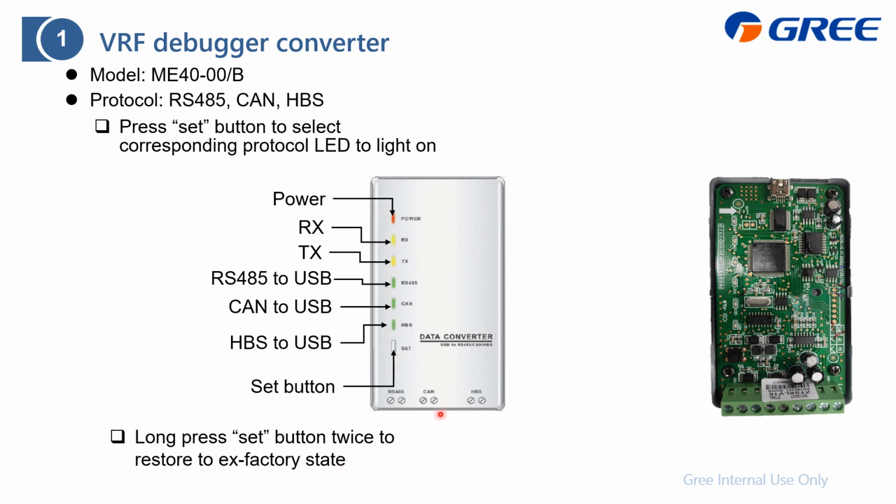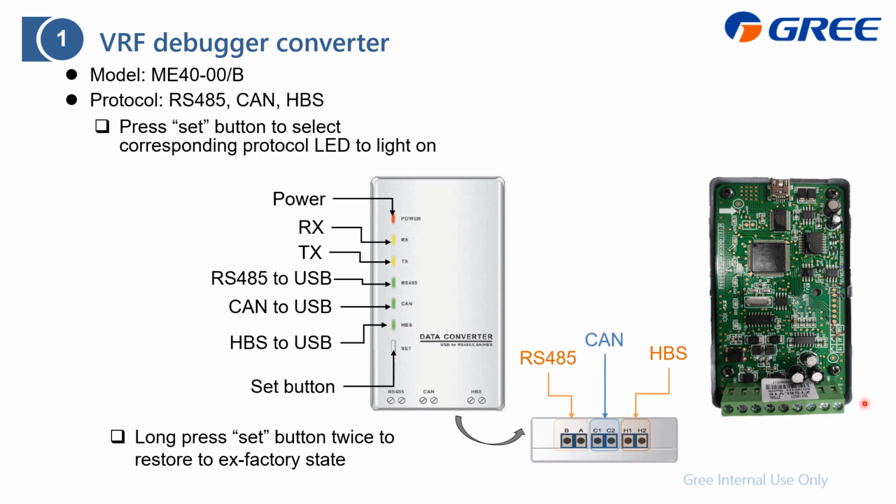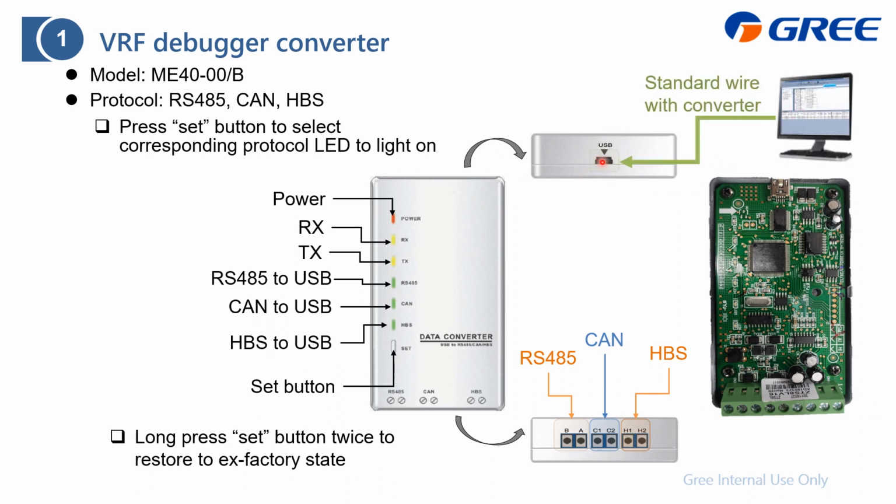As for the wiring, you need to wire to this side, which is A and B for the RS-485, C1, C2 for the CAN, and H1, H2 for HBS, which correspond to this part. And for the computer, just connect at the upper side, there is a USB, and this one is connected to the computer. And this wire is standard with this converter.